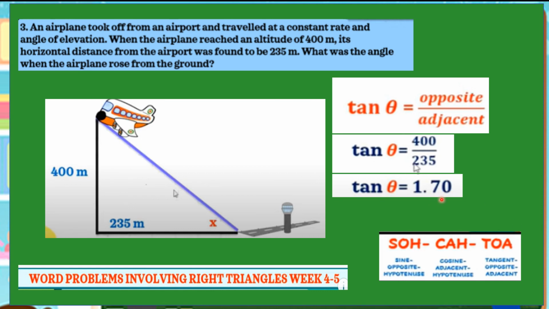ay 1.70. So, in your calculator, press shift, tangent, at ang lalabas dyan ay tangent raised to the negative 1. Pipindutin nyo ang 1.70 equals, and the answer is, the measure of the angle is 59.57 degrees. And that is the measure of the angle of elevation formed when the airplane took off from the airport with the altitude of 400 meters and the distance is 235 meters.